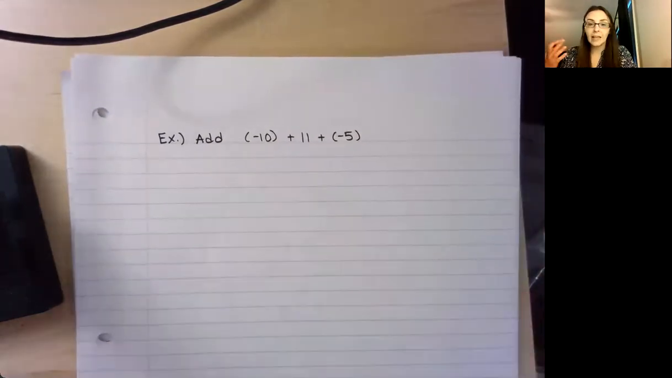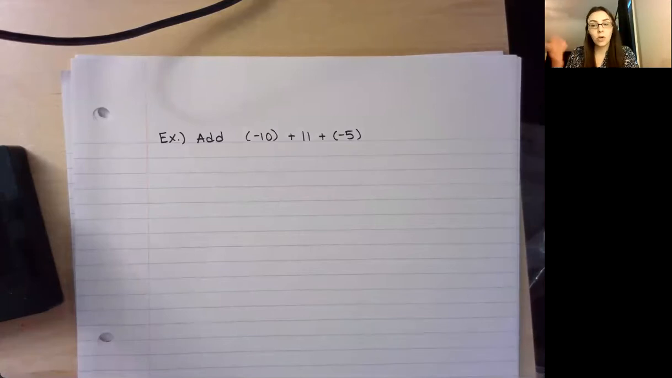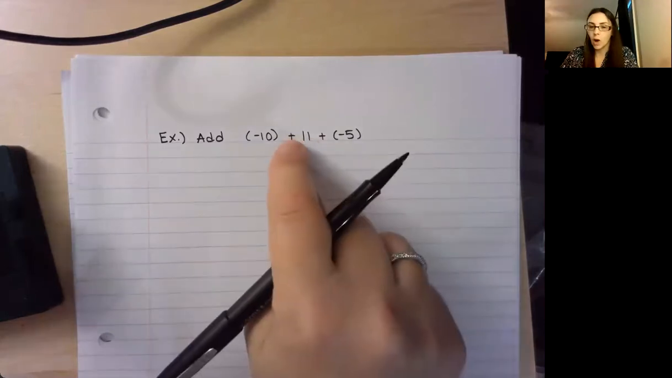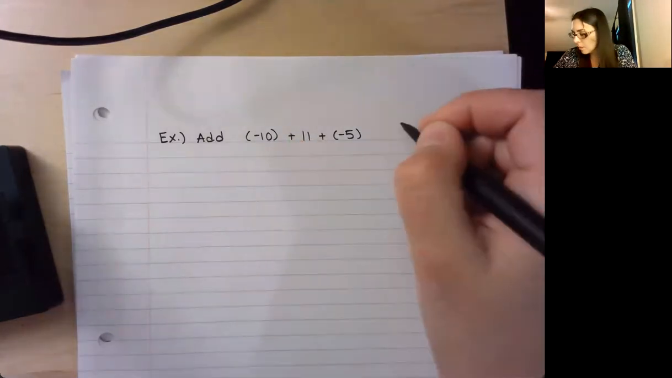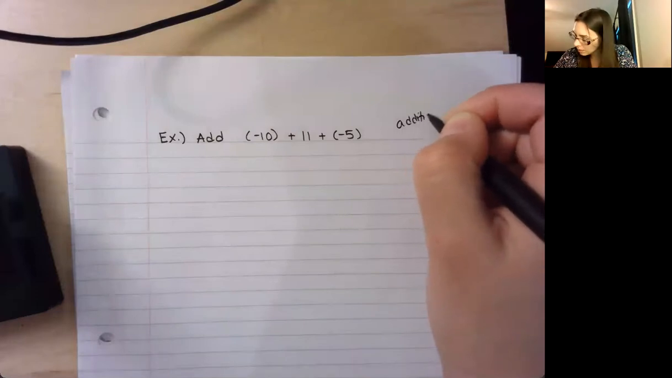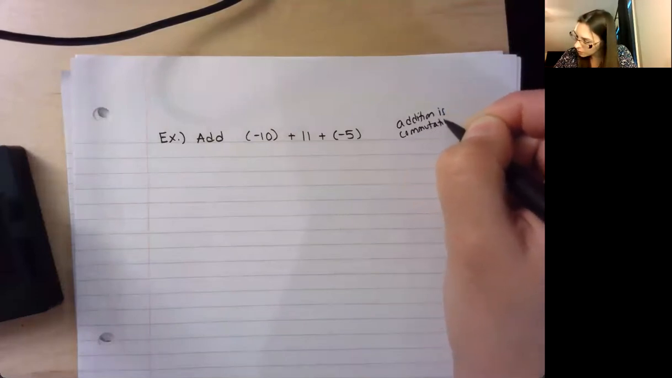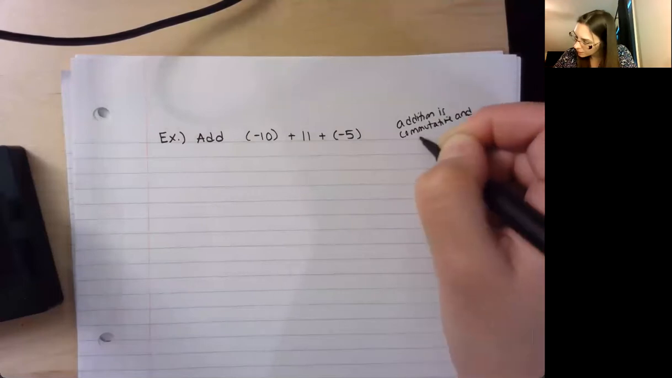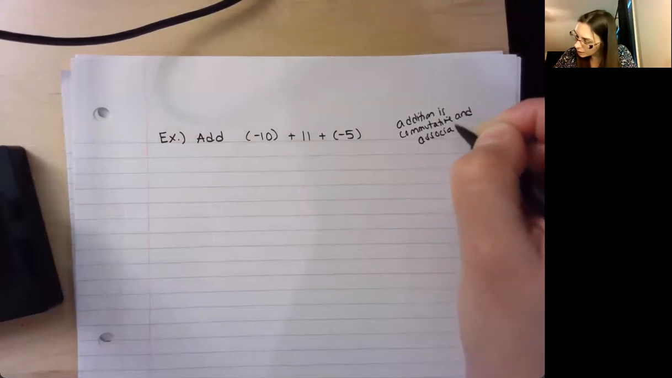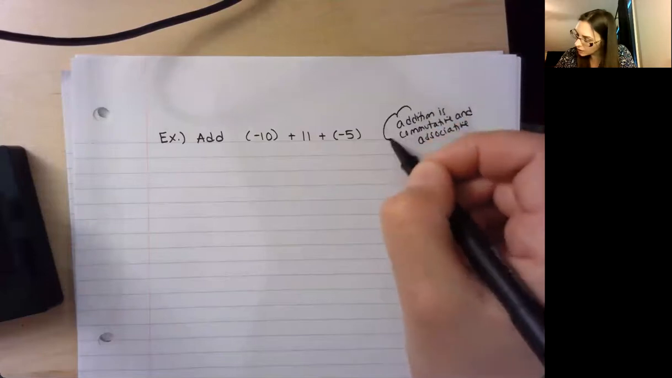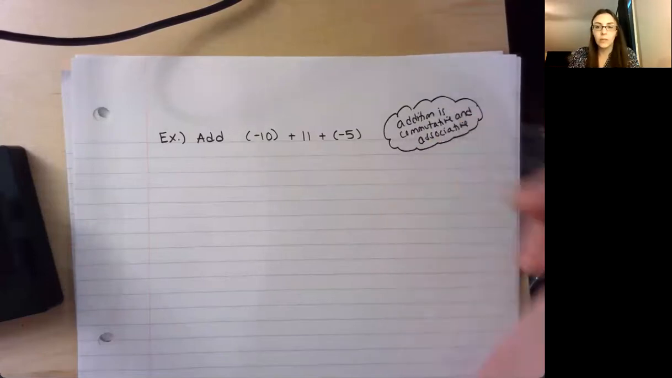Now, adding is commutative, so you could do this in any order you want to. A lot of students, if they're just doing addition, so again, this is important that it's all addition. So remember, addition is commutative and associative. So that means that we can rearrange and we can regroup as we want to.